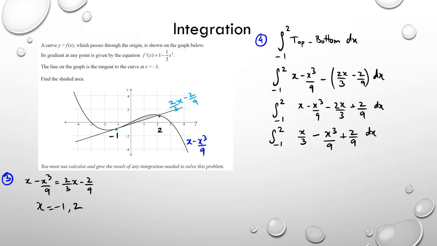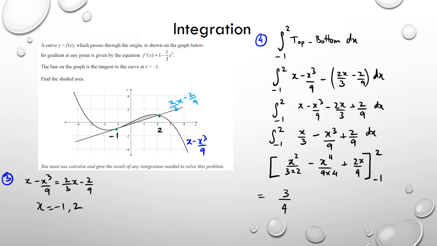Okay, so from this point, integrating it, I have x squared over 3 times 2 minus x to the power of 4 over 9 times 4 plus 2x over 9, and that's between 2 and -1. And substituting it and solving it, I should end up with an answer of 3 over 4 as my final area.